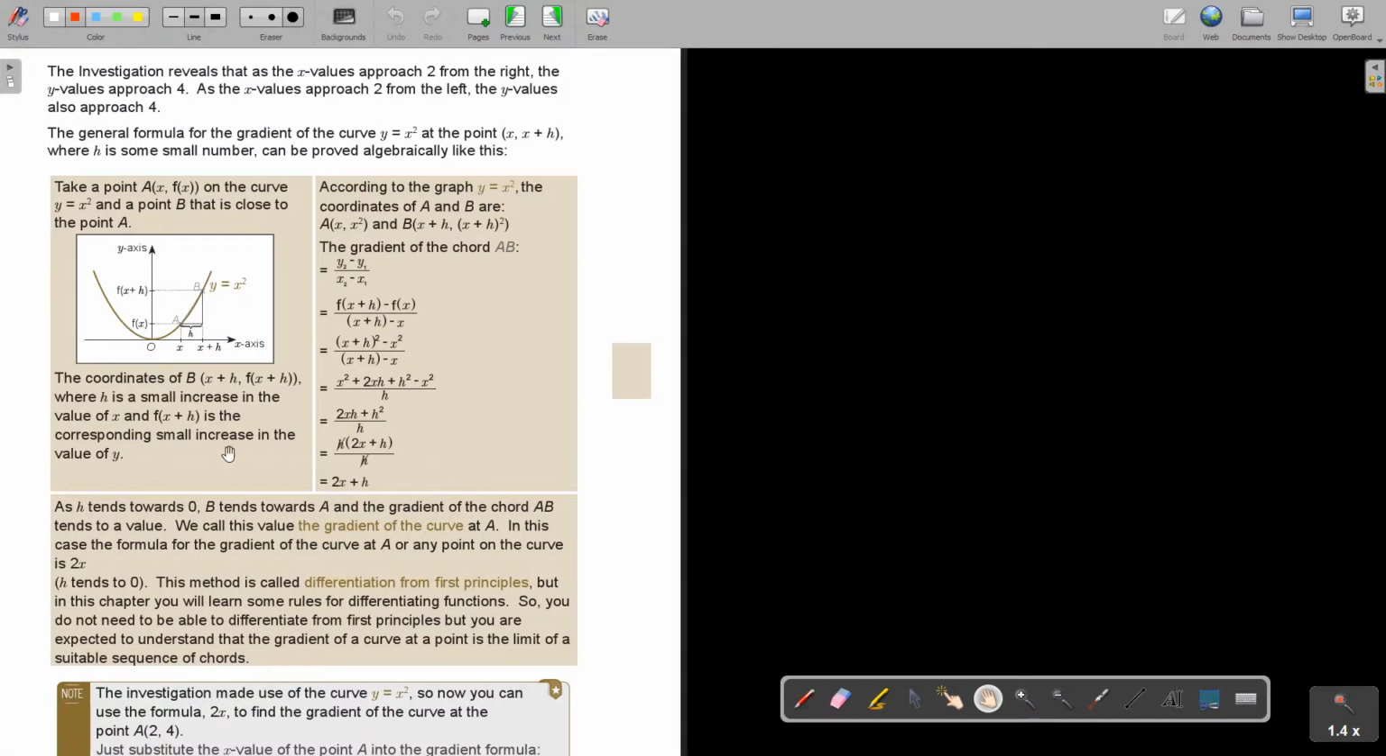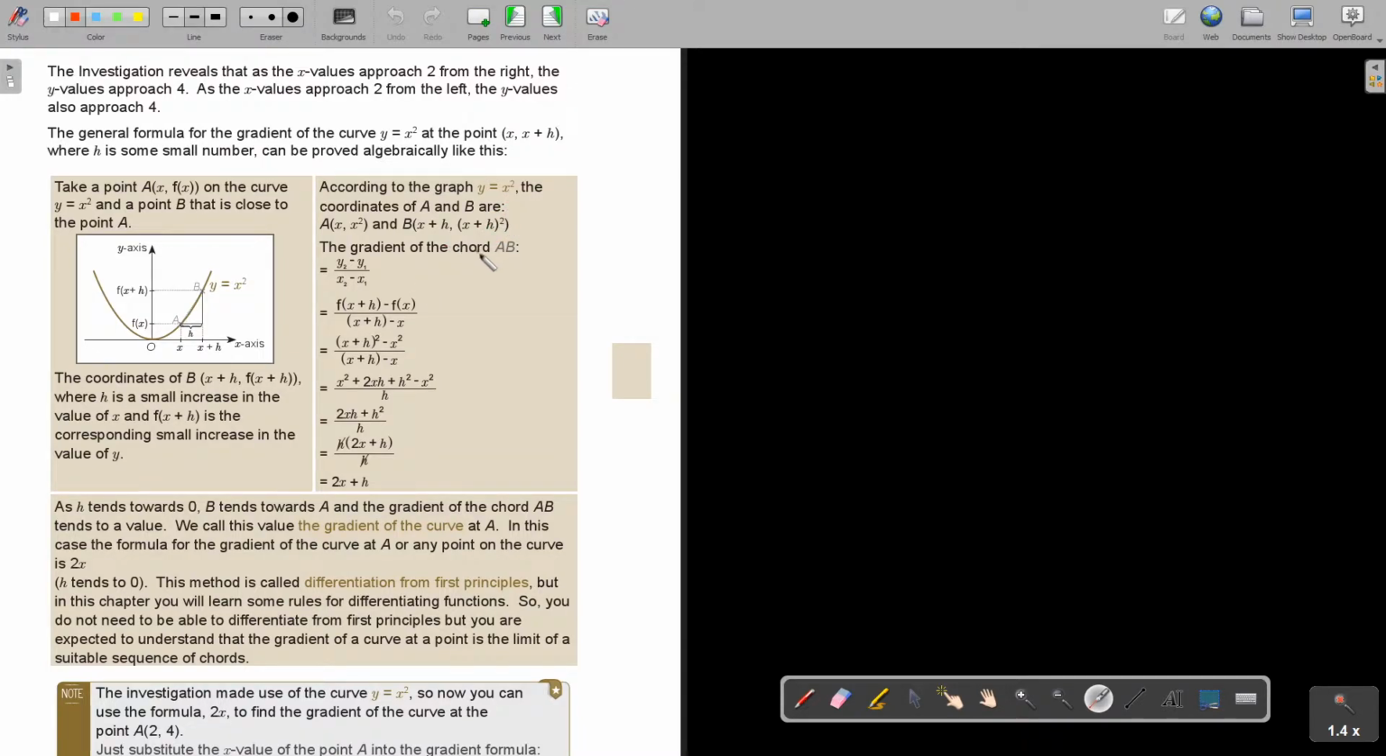I'm going to show you in algebra, and this is just making use of first principles, and this is what I want to do in this video. According to the graph, this is the graph y equals x squared. The coordinates of A and B are: this is x, and then this will be x squared, so that will be the y value. If I move on a little bit, that little bit will be h, so it's x plus h, and again, because it's x squared, it will be x plus h squared.